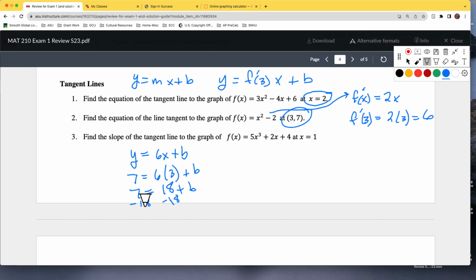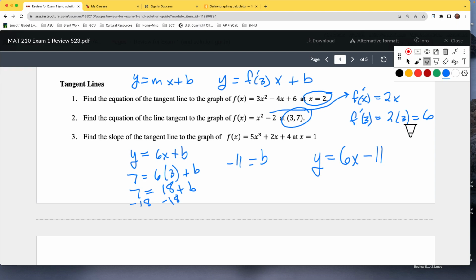And 18 and negative, or 7 and negative 18, that gives us that b equals negative 11. So the equation of our tangent line, y equals 6x minus 11. So it can be done without the graphing calculator, period. So if you don't have a graphing calculator, you're not out in the woods, you just got a few more steps, right? You find its derivative, plug in the point, that gives you your slope.